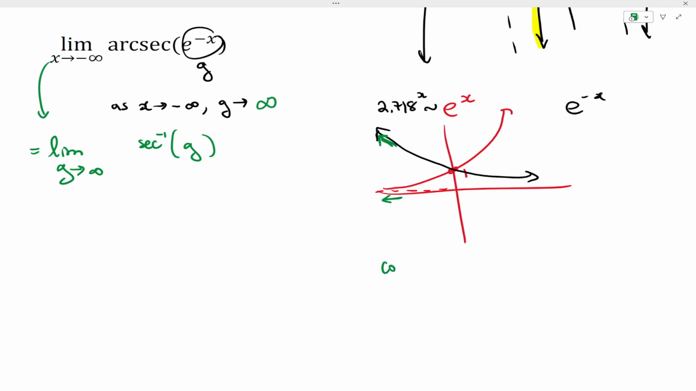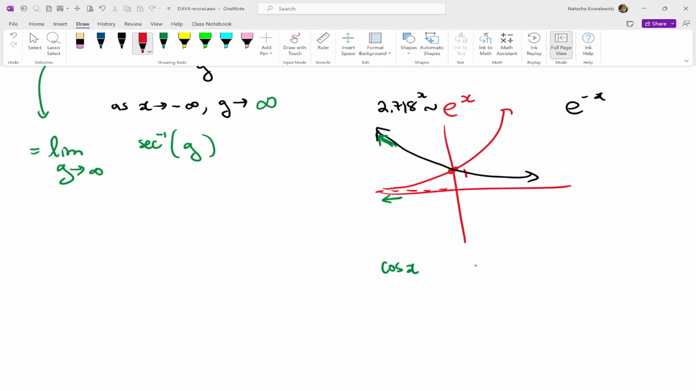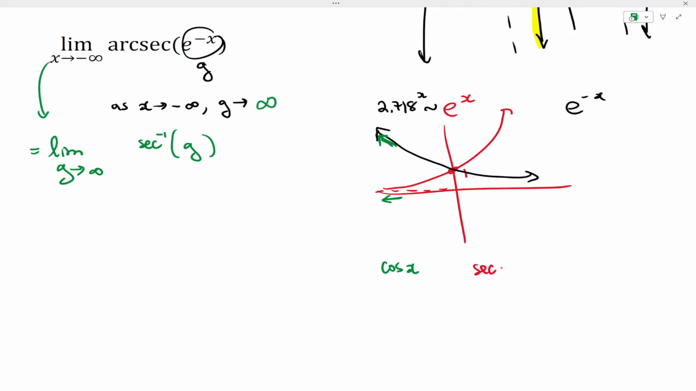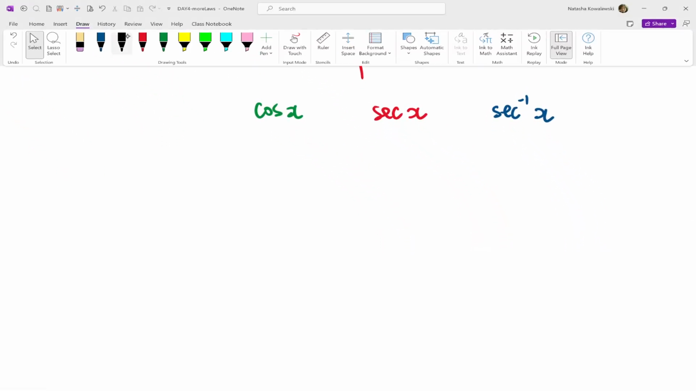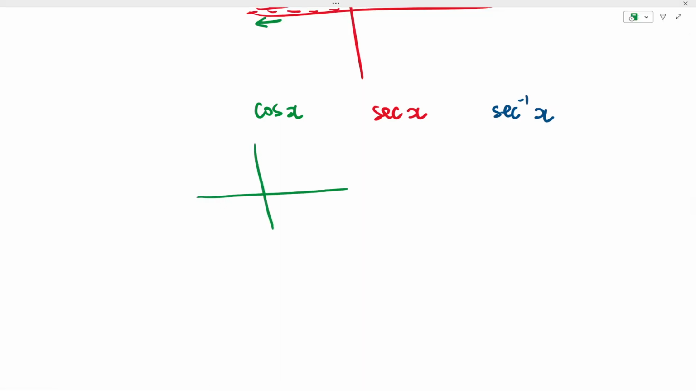I'll do cosine first in green. Then I will do the reciprocal of it in red. And then I will do in blue the secant inverse. Is that okay? So let me zoom in on it. So blue one or green one? Tell me what I should be drawing. Starts at a maximum and goes down. Yes.